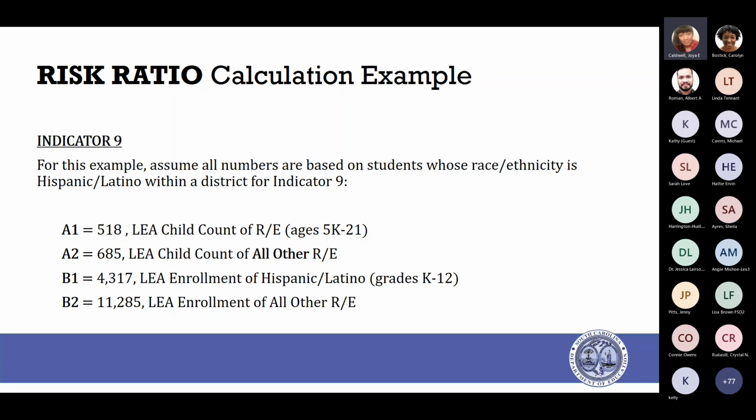One example will be a district whose Hispanic or Latino population consists of 518 students, ages 5K through 21, out of 4,317 enrolled. All other race or ethnic groups consist of 685 students, ages 5K to 21, out of 11,285 enrolled. So let's take a look on the next slide at what that formula would look like.